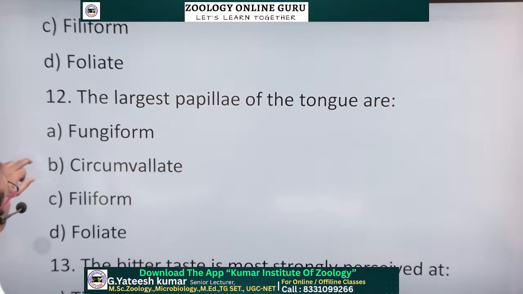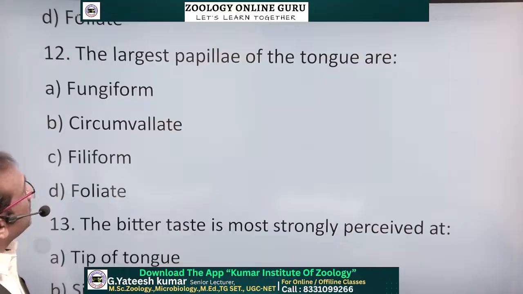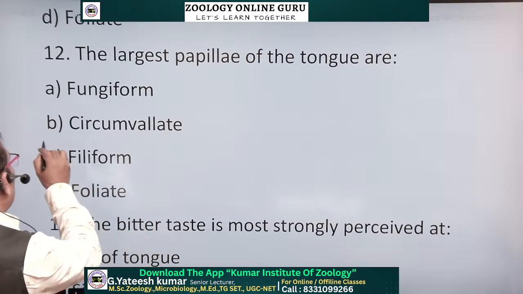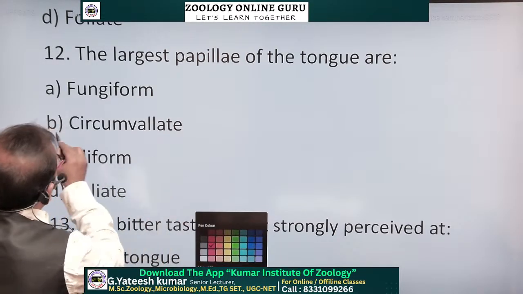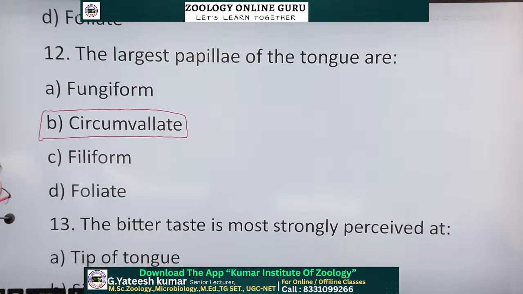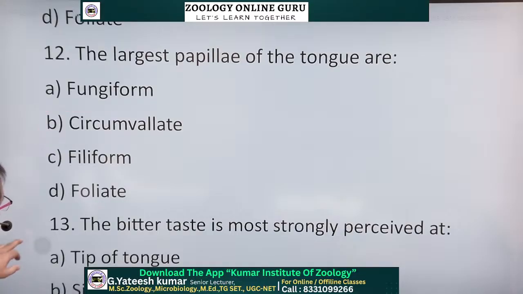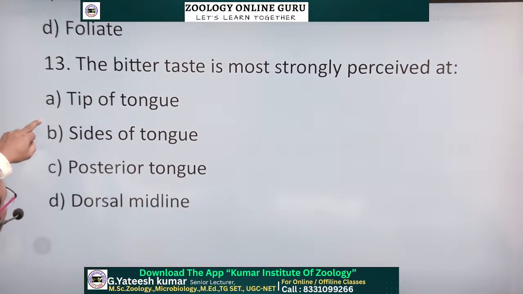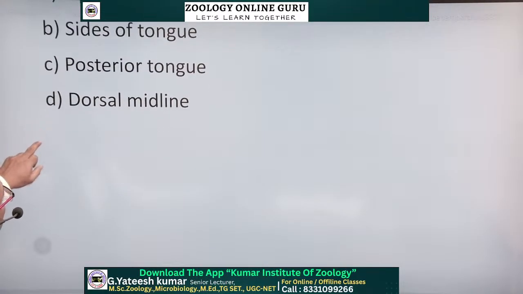Next, the 12th one. The largest papillae of the tongue. Posteriorly, very large papillae are there, called circumvallate papillae. Circumvallate papillae are the largest papillae on the tongue. We are going from simple to complex, first starting with the simple questions and going further to the somewhat important and difficult questions.